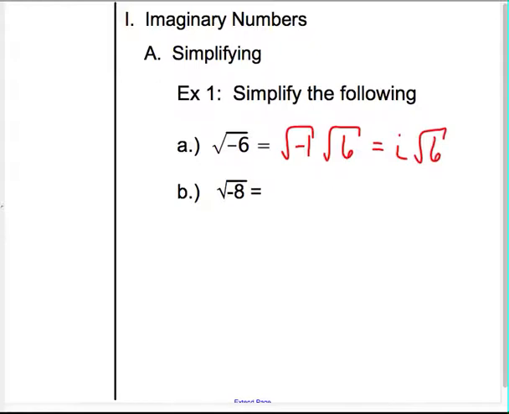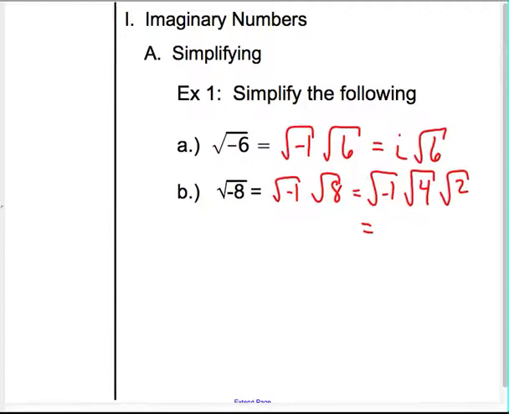If I were simplifying the square root of negative 8, again I pull out the square root of negative 1. 8 does have a perfect square factor, so I can split up the square root of 8 as the square root of 4 times the square root of 2. The square root of 4 is 2. I'm kind of doing this in backwards order. The square root of negative 1 is i, and then times the square root of 2. So that's how we would simplify with imaginary numbers.